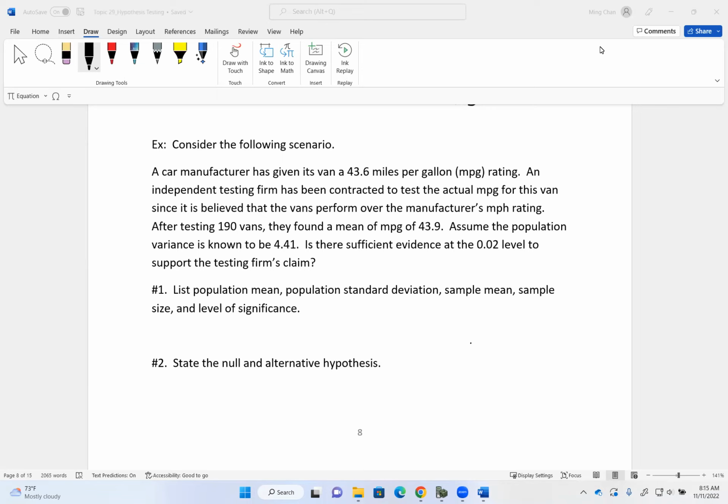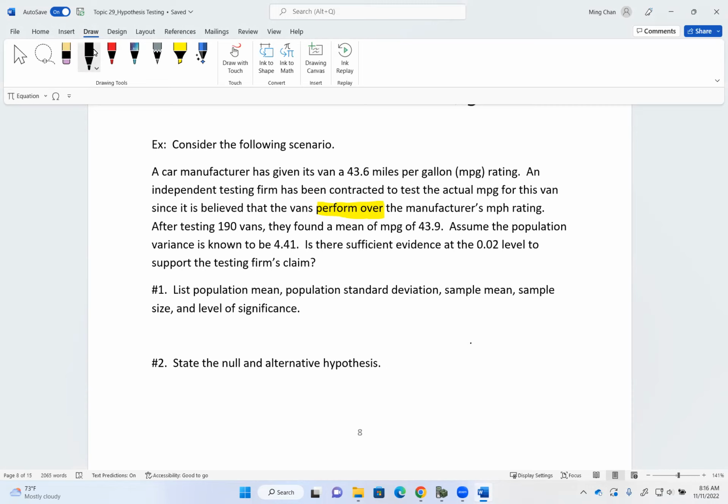A car manufacturer has given its van a 43 mile per gallon rating. An independent testing firm has been contracted to test the actual miles per gallon for this van, since it is believed that the van performs over the manufacturer's rating. Okay, so this "perform over" tells us that this will be a right tail test. In a test of 190 vans, they found the mean MPG is 43.9.